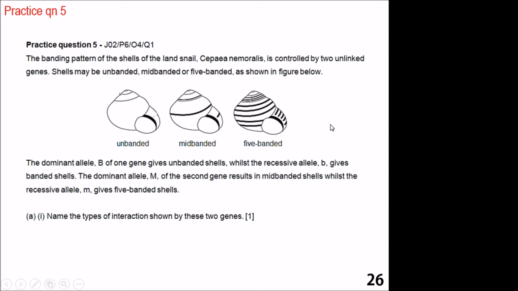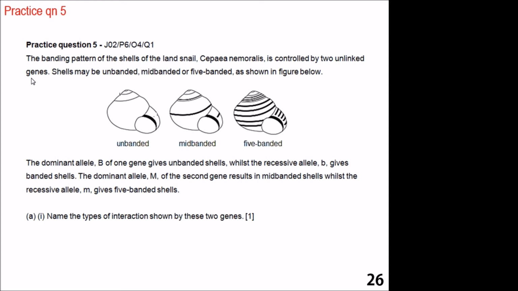How do we know it's epistasis? First of all, there are two genes. Two unlinked genes, so there are two genes controlling this. Then how many traits are we looking at? There is only one trait. The trait is shell pattern. That is one trait, right? Shell pattern is a trait. You don't see tall plants with green peas, right? It's one trait. So two genes affecting one trait, we're looking at epistasis, right?